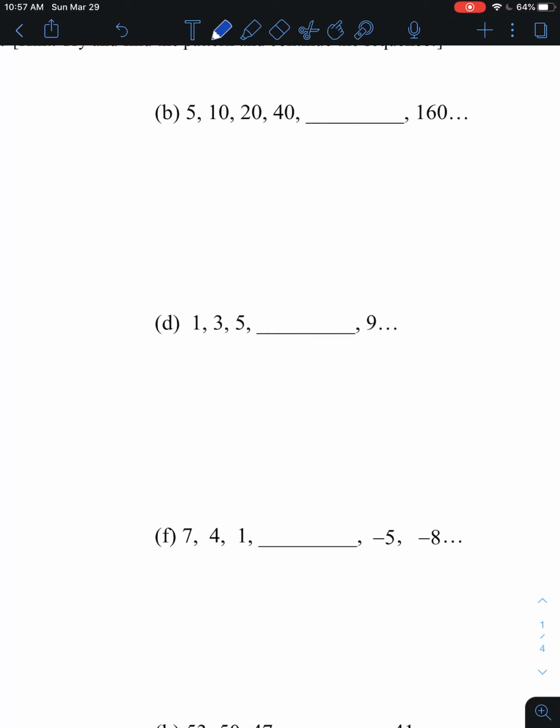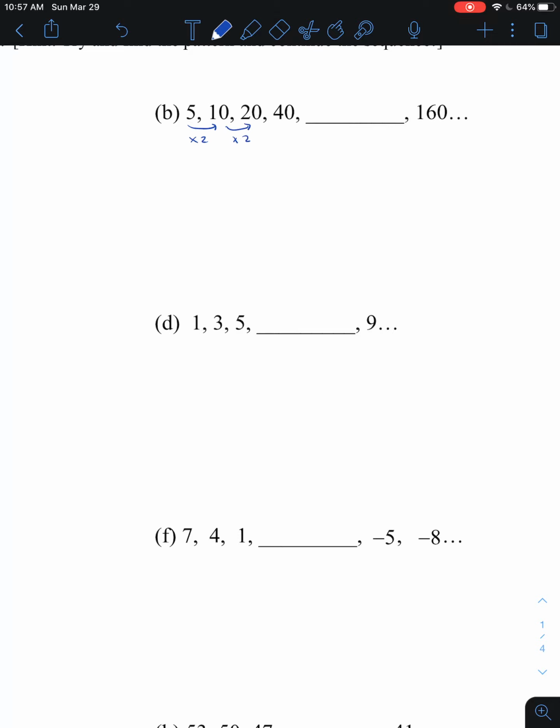Now you might have thought, okay, I just added, so let me think about adding. So if I added 5 here, I would get 10. But if I add 5 again, do I get 20? No. So let's think a little bit differently about this one. There is a pattern, it's just not adding. So how else can I get from 5 to 10? I could multiply by 2.